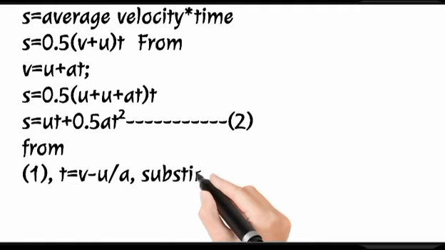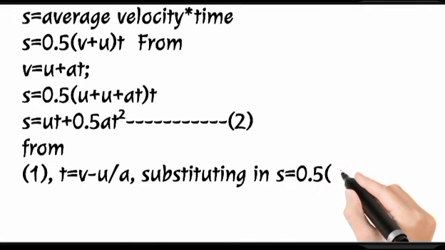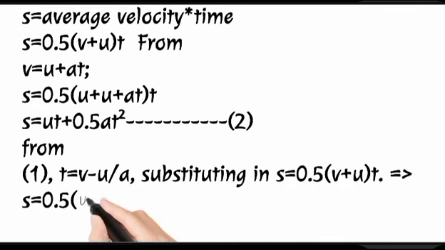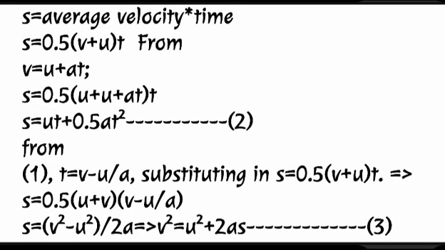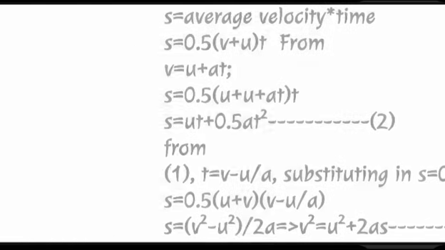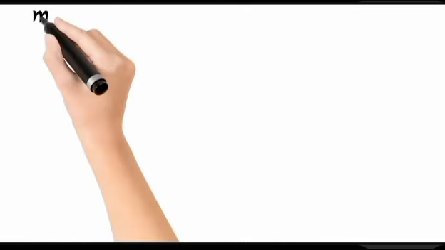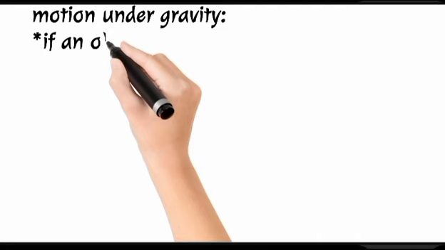From v equals u plus at, if you substitute in s, you have s as ut plus half at squared. And from equation 1, making t the subject of the formula and substituting in equation 2, you have v squared equals u squared plus 2as.